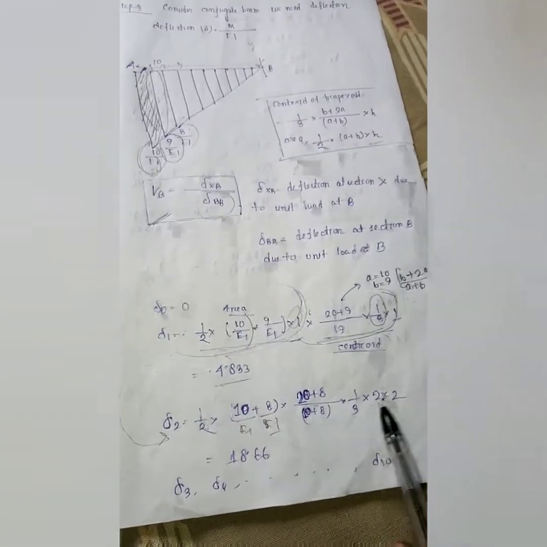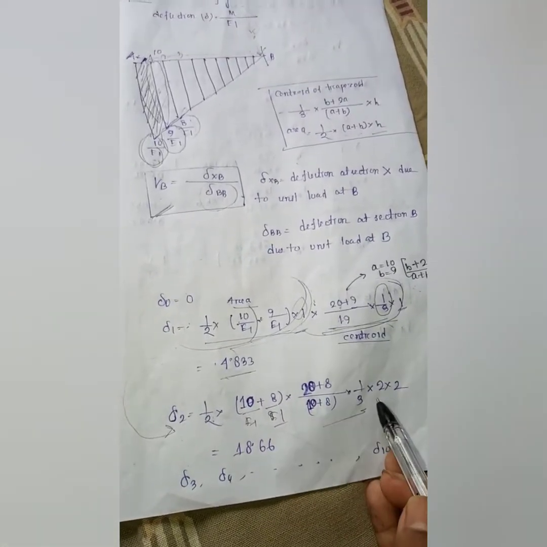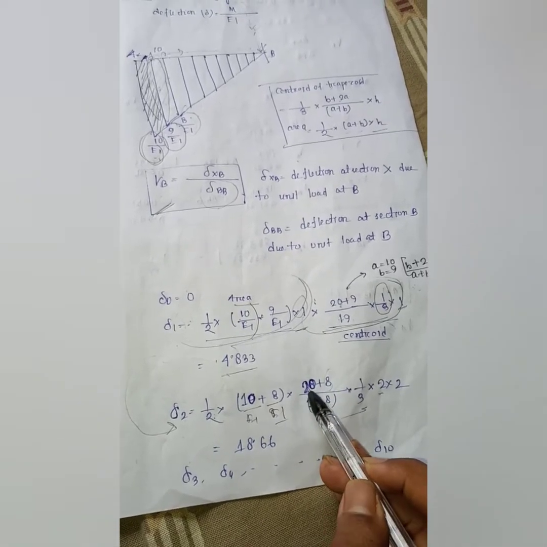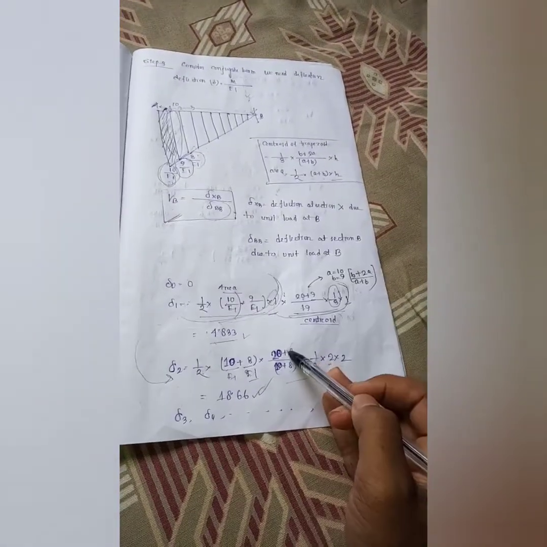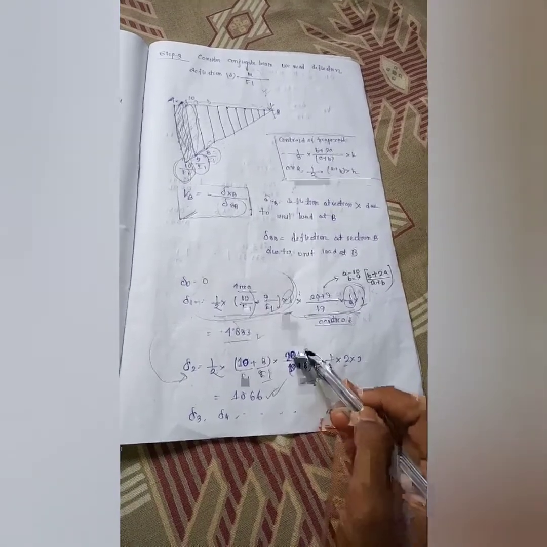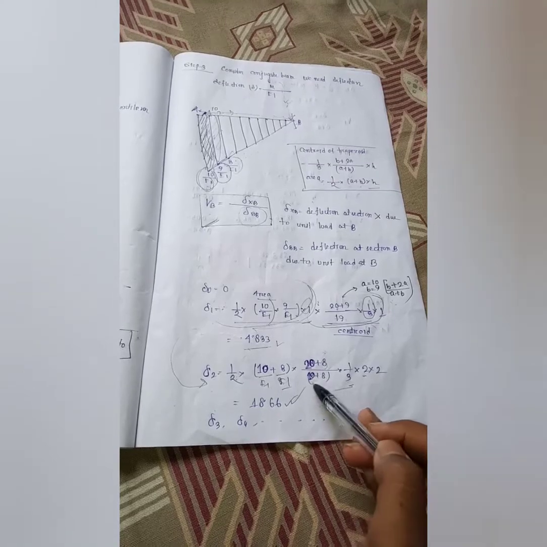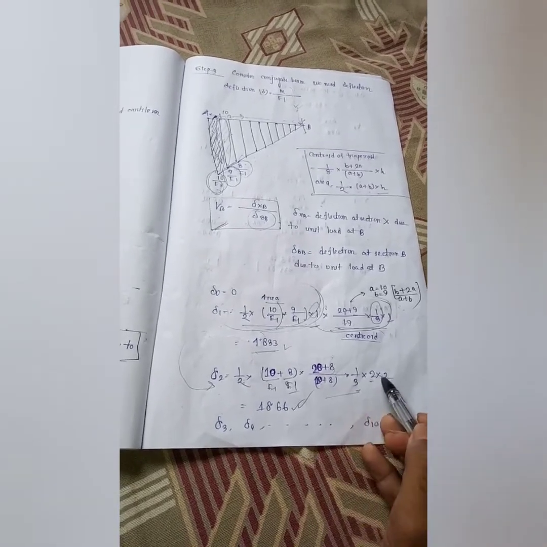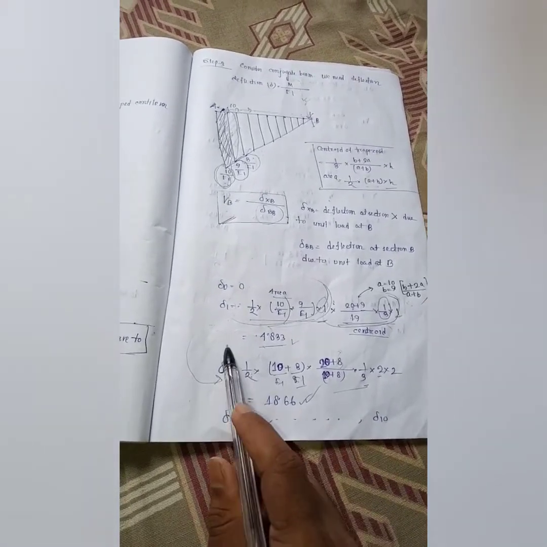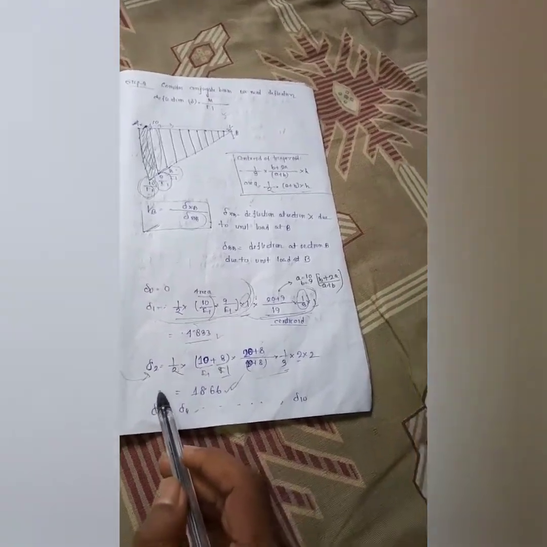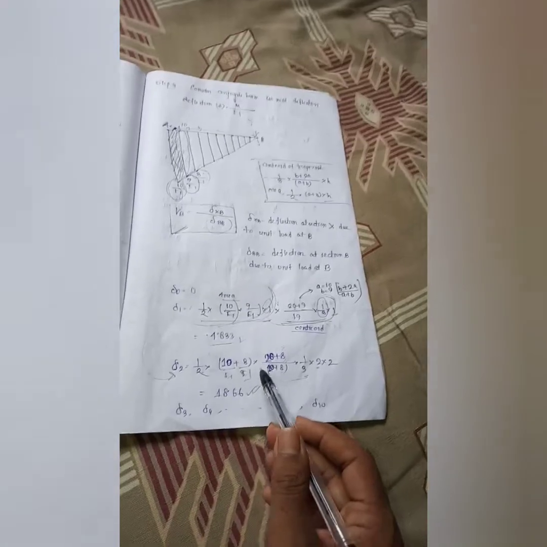Okay, and then the centroid, one third of h equal to 2, that means b plus 2a, that means 2 into 10. So here it will be 20 plus 8 divided by 10 plus 8, because it is b plus 2a divided by a plus b into one third of h. Okay, now I can find delta 1. I will not show all this because it will take so much time. If you have any problem, tell me in the comment section, I will make it clear.